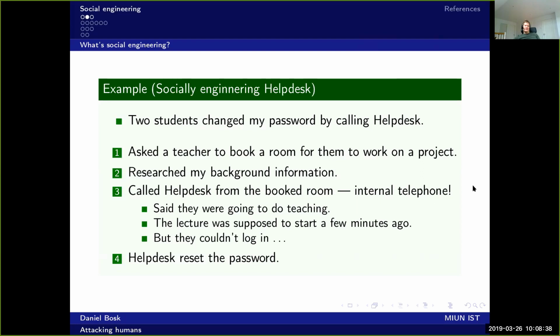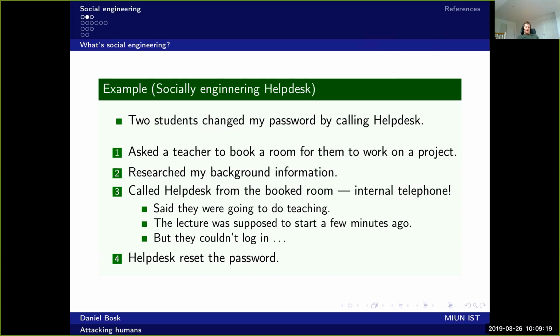So basically what they did was this: they took a few courses. They asked the teacher of another course to book a room for them to work on a project in that course. And so then they had a room, and this particular room actually had a phone in it, so a local phone that they could use. They made sure that they got such a room. And then they researched my background information. So they basically knew all the information about me that help desk could possibly know about me too.